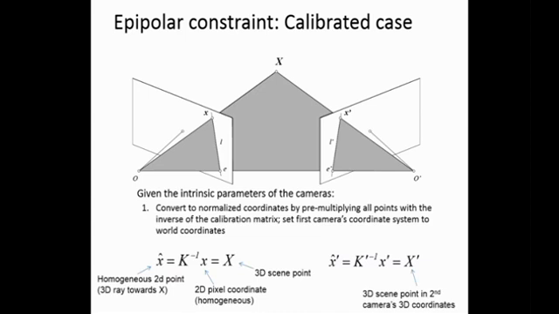So let's first take the calibrated case. That means that we're going to assume that we know the intrinsic parameters of each camera. We know the focal length and the principal point. And if there's any radial distortion, then we've already undistorted the images to take care of that. So we have the intrinsic matrices K and K prime for the first and second images. I'm going to tend to use the non-prime and prime to denote the two images.